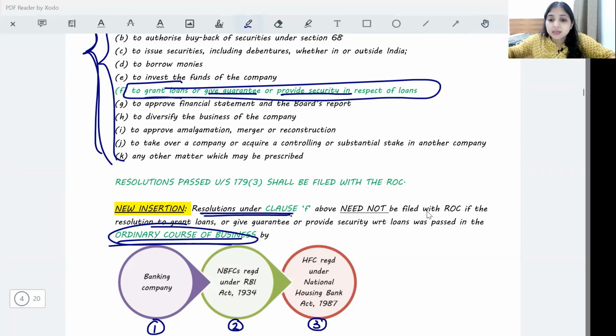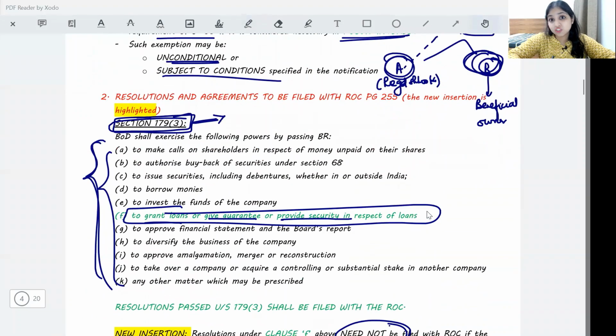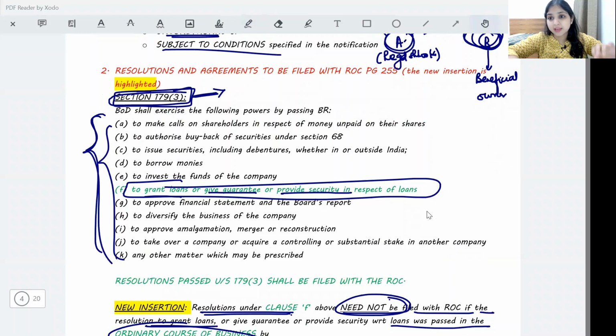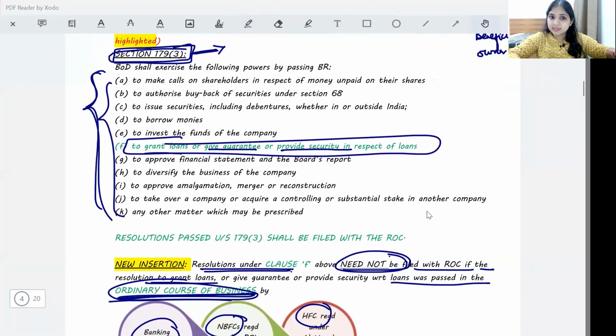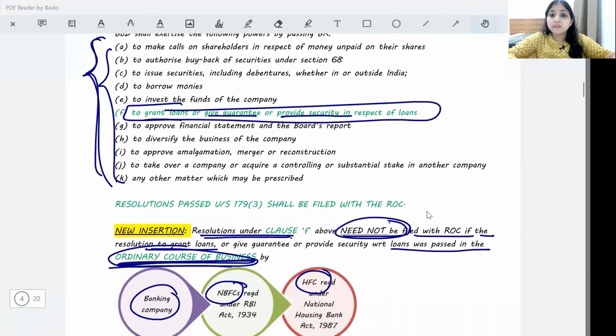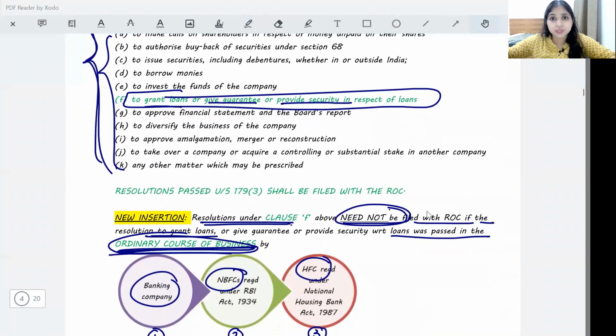Resolutions under clause F need not be filed with the ROC if the resolution was passed in the ordinary course of business by banking company, NBFC, and housing finance company. That is all about our discussion on changes in the meetings chapter. Only two changes: number one, beneficial interest, and number two, resolutions and agreements to be filed with ROC. So generally, section 179.3 agreements, section 179.3 resolutions passed by board have to be filed with the ROC. But you need not file with the ROC if the resolution is relating to giving loans by a housing finance company, NBFC, or a banking company in the ordinary course of business. I'm sure you would have understood this.